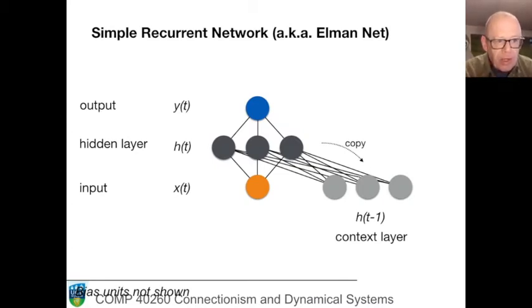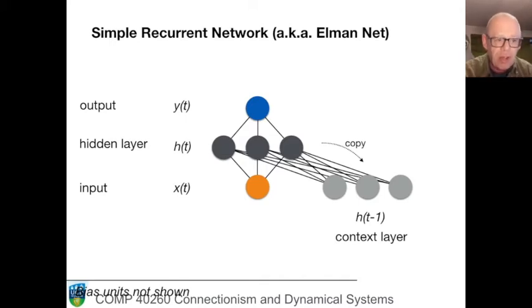When input arrives at time t, we place those numbers in the vector x of t at the input units. We then calculate the values of the hidden units and then at the output units. But staying with those hidden units, we then copy those values unit for unit to an additional layer. Those lines are inappropriately shown in the diagram. There should be just one line from each hidden unit to each unit in the context layer. And those are not connections with weights. That's a simple copy operation.